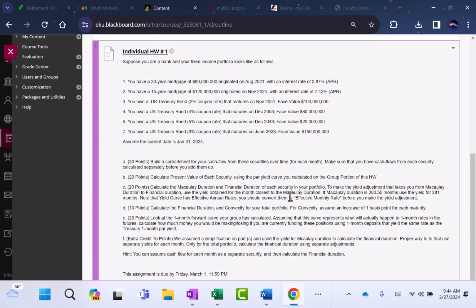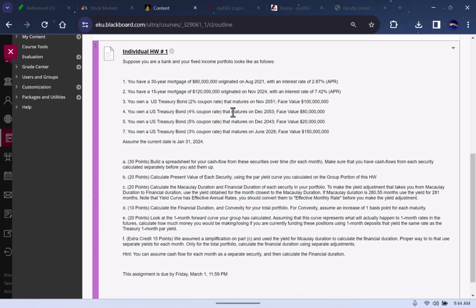For the bonds, remember, bonds pay coupon every 6 months. So when this bond was originally issued, or it matures on November 2051, it doesn't matter when it was issued. That means this bond is going to make payments on November's and May's. So your first payment is going to be in May. And calculating the payment on that is simple. Multiply the face value by the coupon rate, divide by 2.